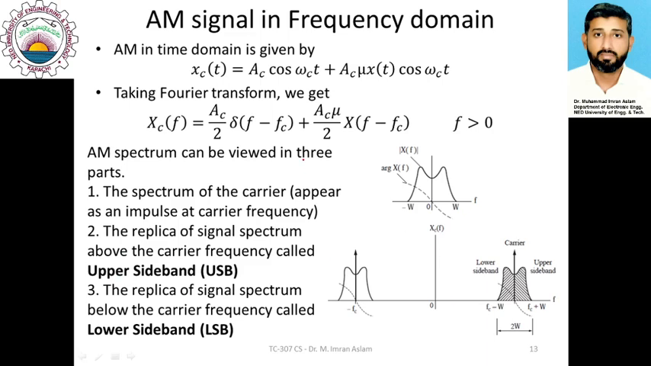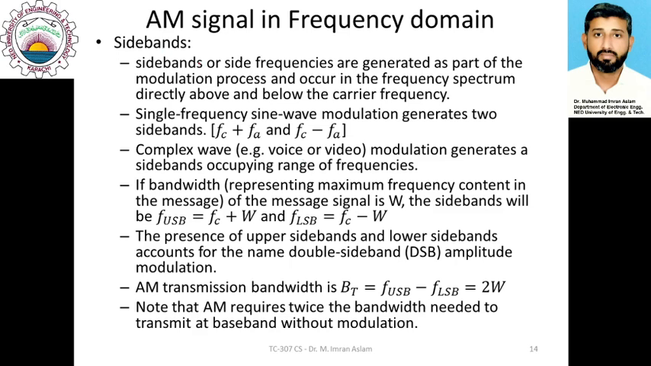So you can see the spectrum is now divided in three parts: carrier, the upper sideband, and the lower sideband. These sidebands occur whenever we do the modulation process in the frequency spectrum. They generally occur above and below the carrier frequency.